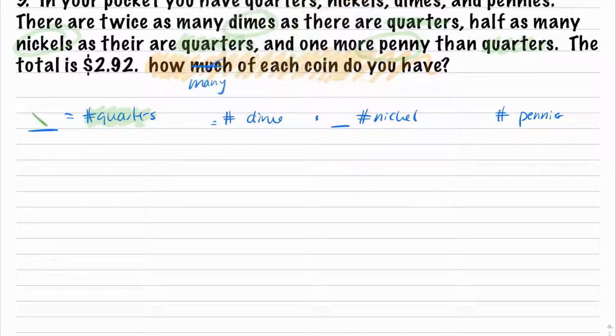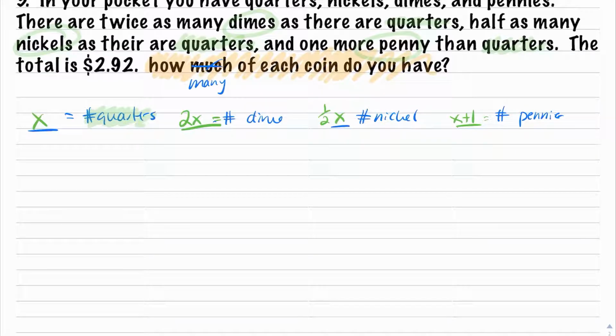So let's call X the number of quarters. Then dimes, well, there's twice as many, so that'd be 2X. The nickels, it says there's half as many, so it'd be half of the number of quarters. And the number of pennies is 1 more, so it'd be the number of quarters plus 1.